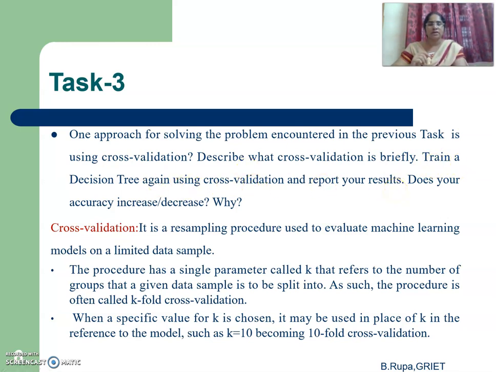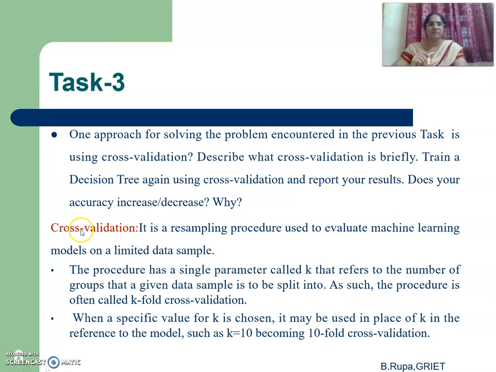We will check what results we get by applying this cross-validation, and we will compare how much we got for the training set and how much we get for cross-validation. Will your accuracy increase or decrease? We will check whether it increases or decreases. I think you remember that by using the training set, we got an accuracy of 85.5%. Now we will see whether that accuracy will increase or decrease. Why? We will discuss that.